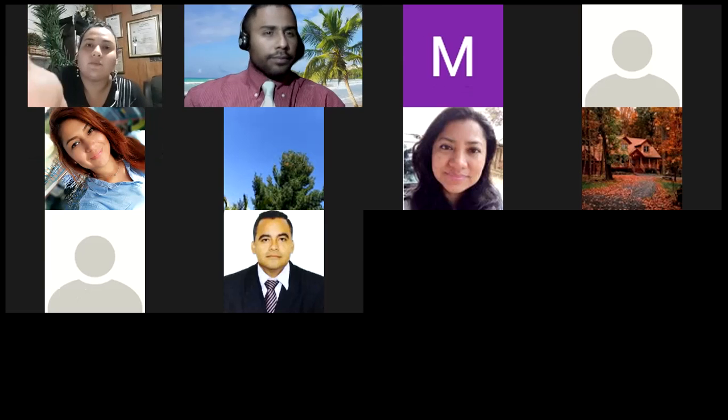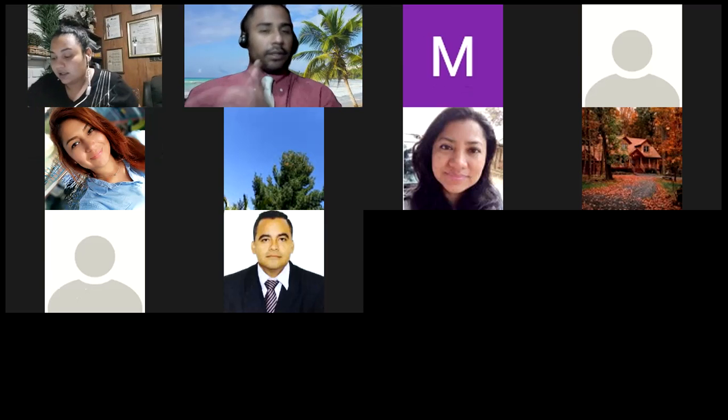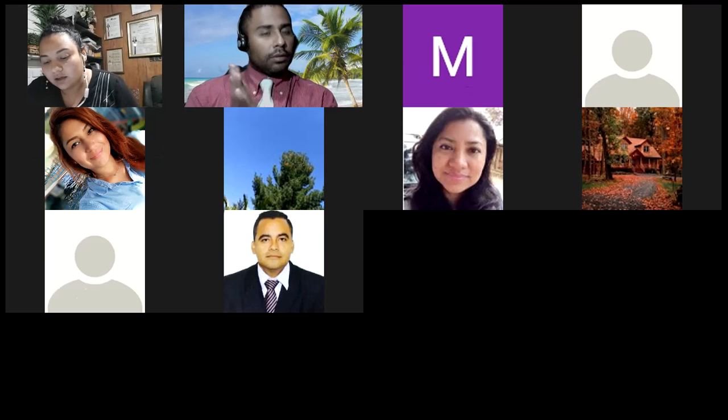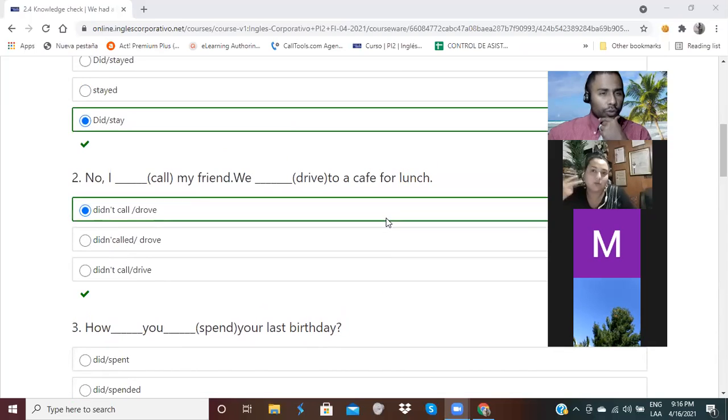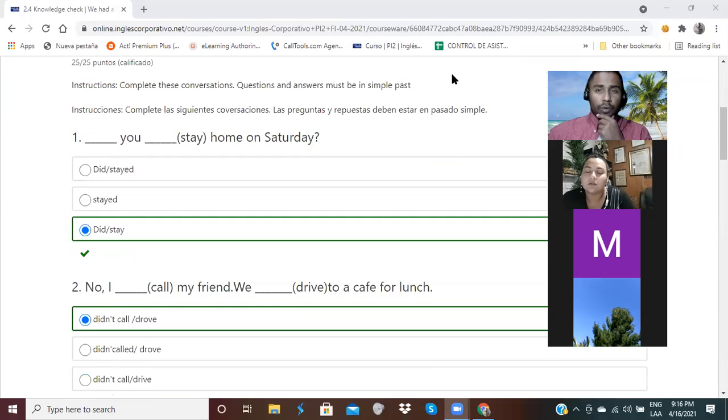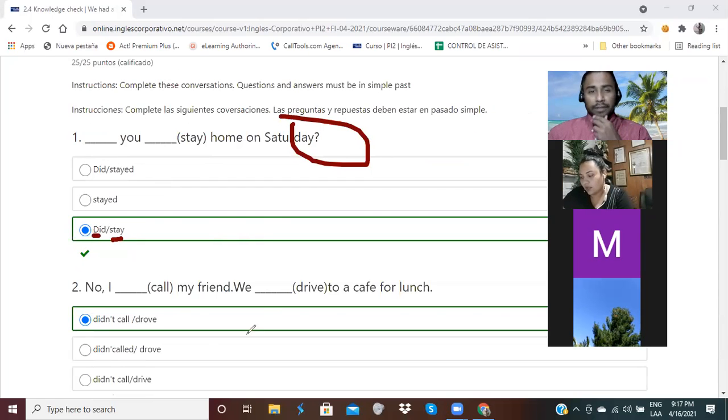Yes. My question is, in answers 2 and 4, you said the verb in past because you don't use did. It's because in this case, it's not a question. It's the response. If you make the question, the verb is going to be in the base form and the auxiliary did in the past. But if it's a response, the verb is always in the simple past.